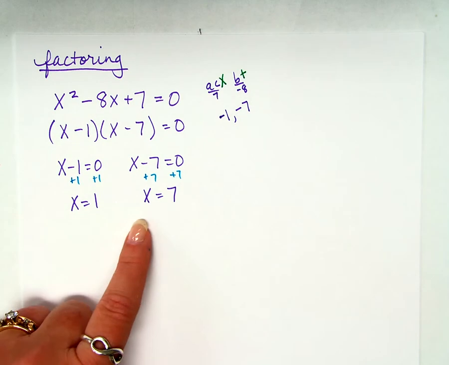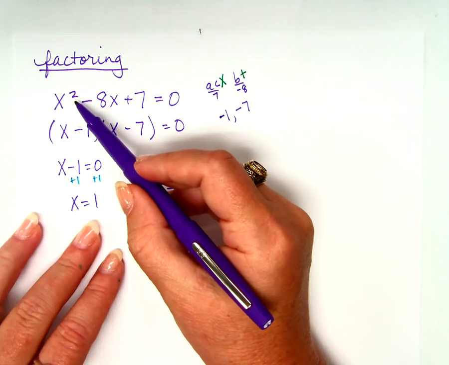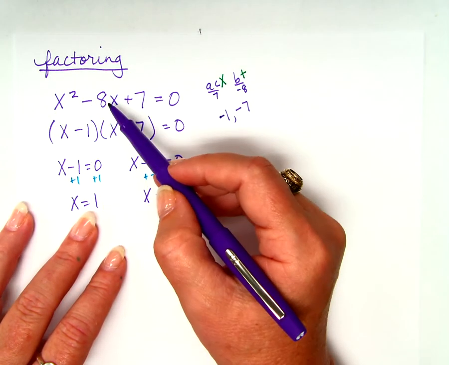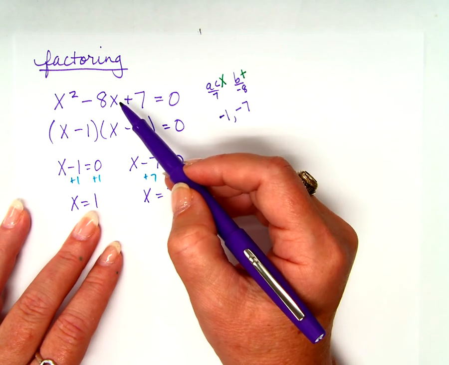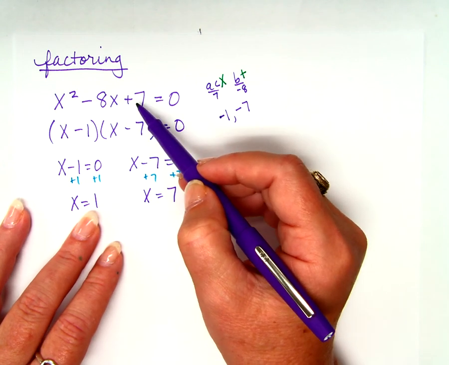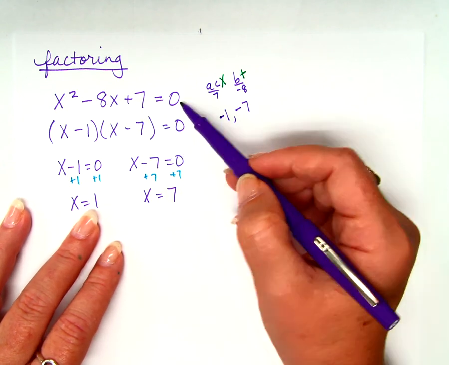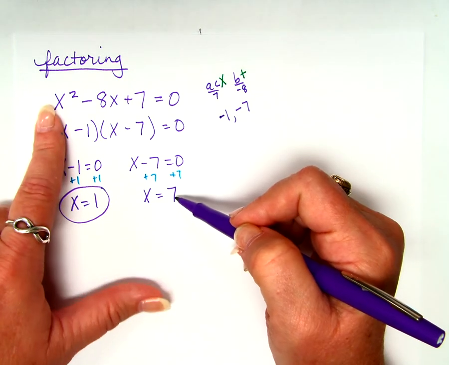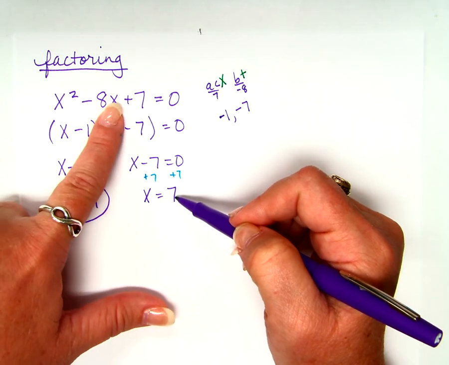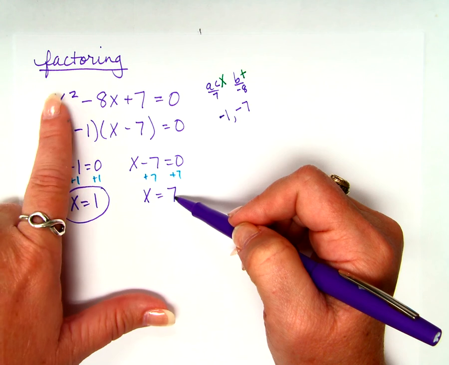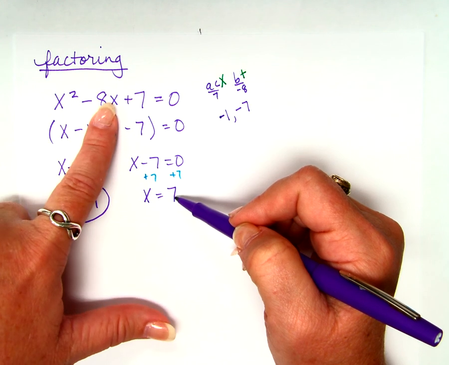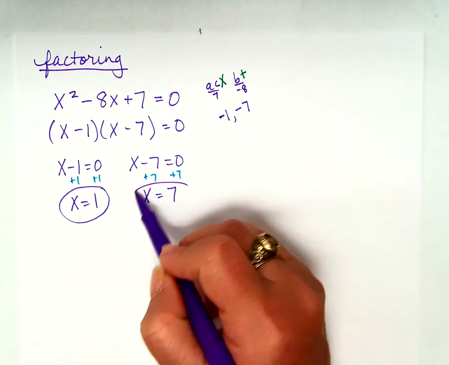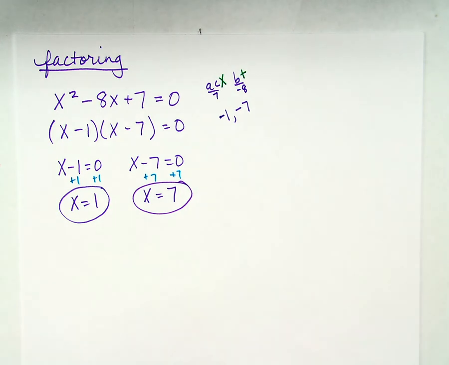Okay, but here, what's 1 squared? What's 8 times 1? What's 1 minus 8? What's -7 plus 7? 0. So is 1 correct? Okay, 7 squared. 49, what's 8 times 7? So what's 49 minus 56? -7 plus 7. That one's also right. And not only are they right, but I'm sure they are right.